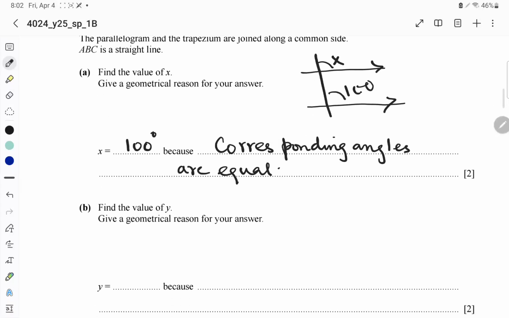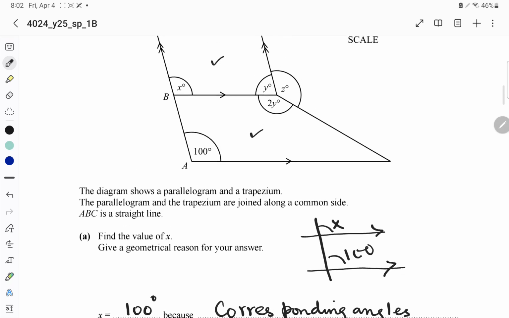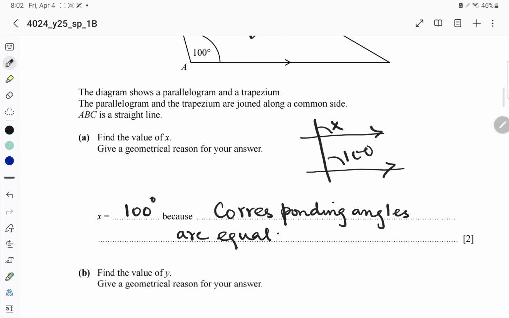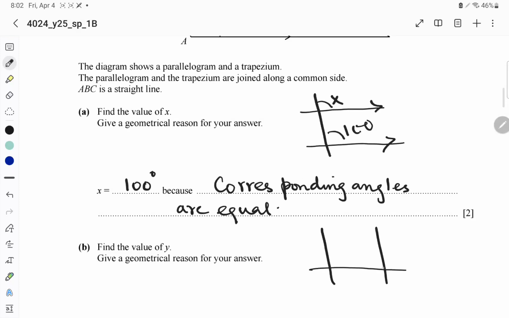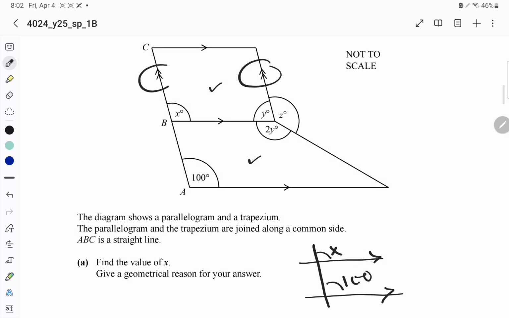Now we are going to find the value of y. For the value of y, give a geometrical reason for your answer. Just go back to the question again. Yes, they are co-interior angles. Whenever we look at these two diagrams, we can see that it is x, and they are also parallel lines.